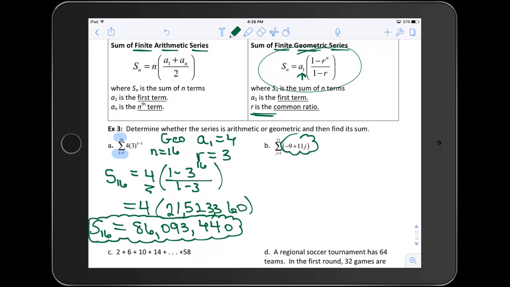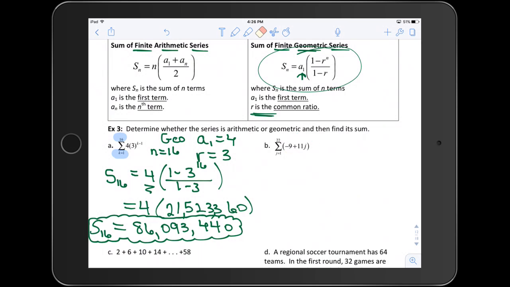Okay, letter B. Same kind of thing, but now notice that this is not a geometric, this is an arithmetic. If it helps to list out part of the series, by all means. So you could put in 1, put in 2, put in 3, put in 4 to get part of the series down. Notice we wouldn't want to list all 22 of them. That would take a long time.